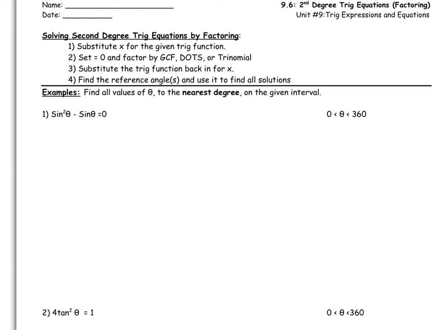They give you sine. So we're going to start off by letting x, so we can write this over here, let x equal sine of theta. And if we look at the first part, it says sine of theta squared. So couldn't that just mean x squared? Minus sine of theta, which we said was x, equals 0. It's already equal to 0, so we've satisfied step 2. And now we have to factor it.